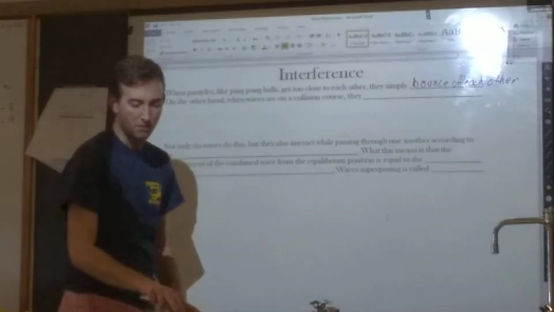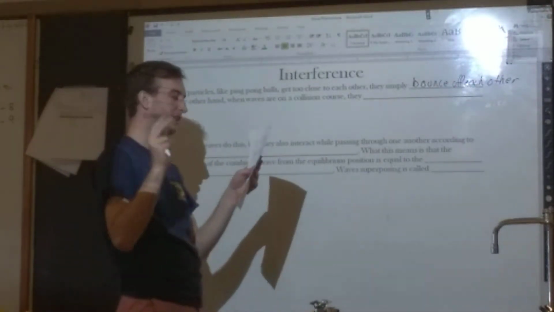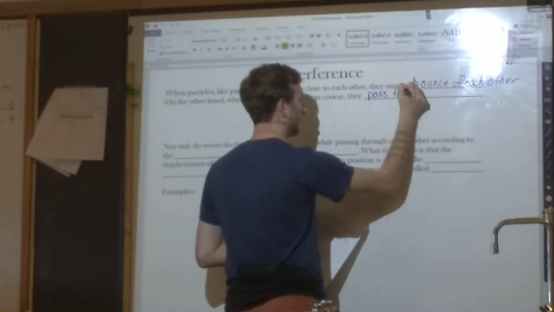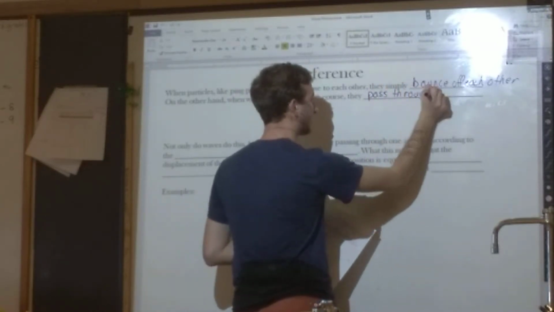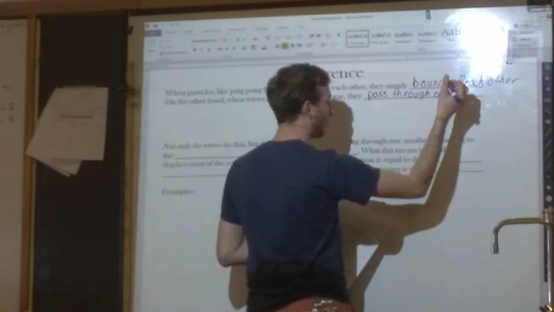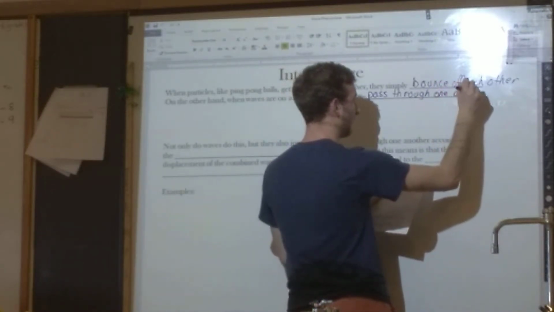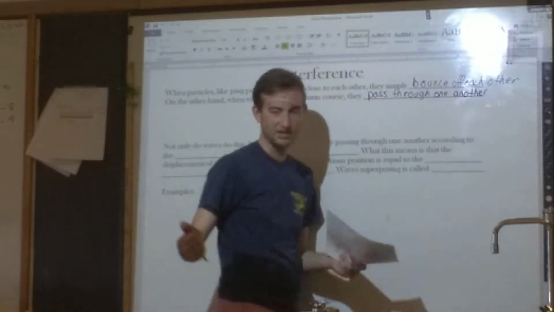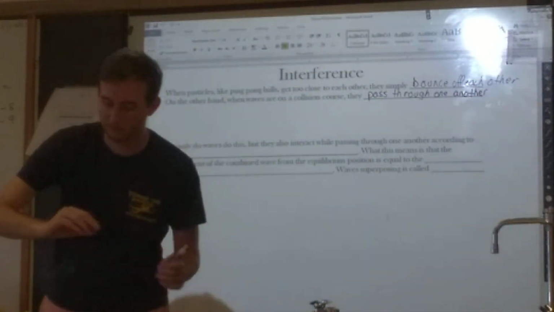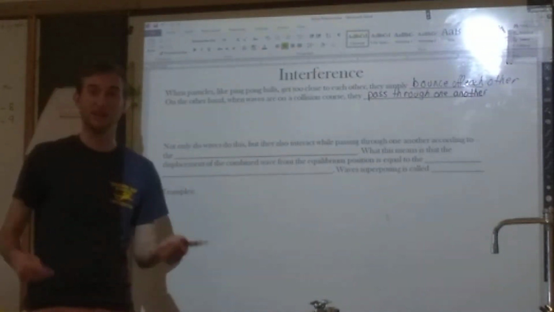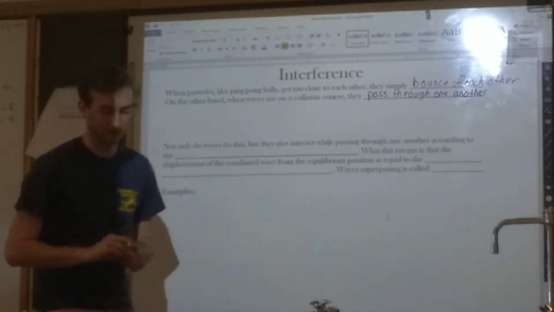Okay? When waves are on a collision course, what happens is they actually pass through one another. And this is another time where it would be great if this was live and I could have my Slinky out. Because when you see this happen with the Slinky right here, then it's very obvious that they're doing this, okay?